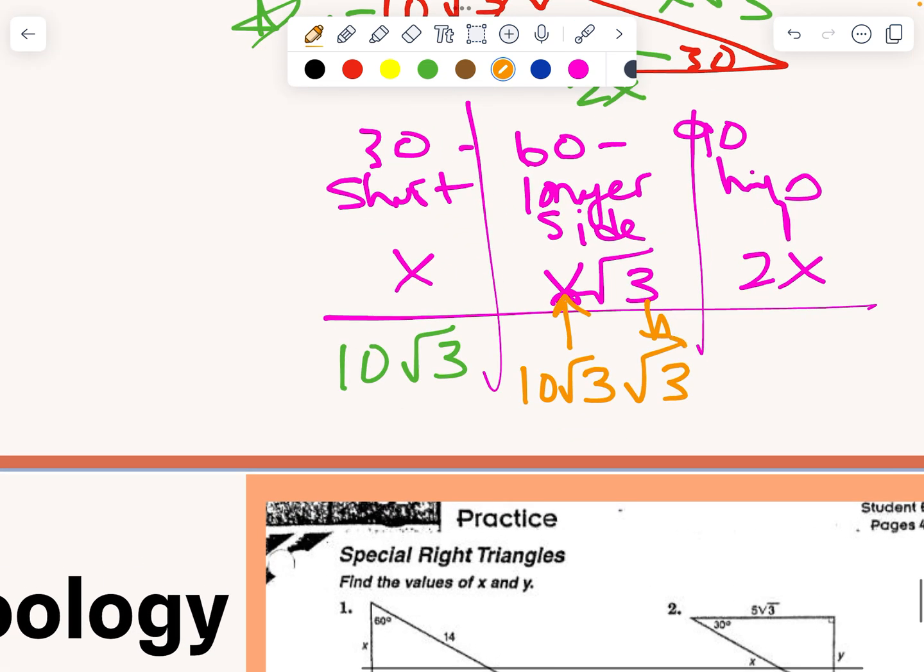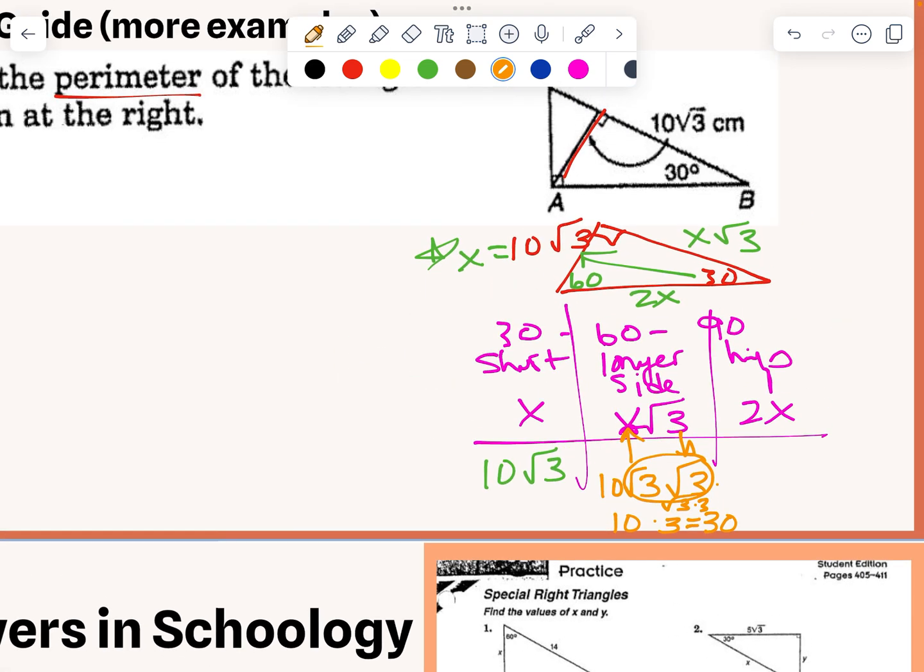When you have square root of 3 times square root of 3, you can type that in Desmos to check to see what I'm doing for yourself. Since those are buddies, we could say that square root of 3 times square root of 3 is 3. We can pull those out. Again, they're buddies, and we can write the 3 once. 10 times 3 is 30. So that means the longer side across is worth 30.